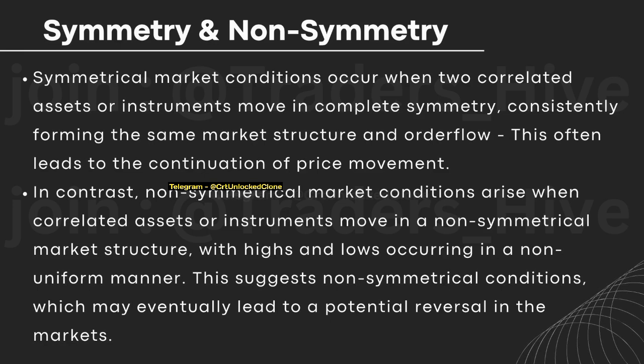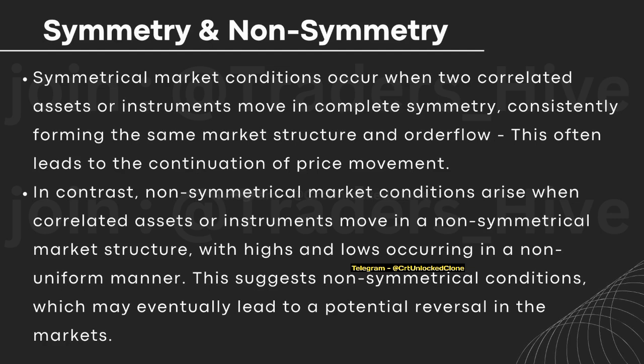There's no manipulation going on by the market makers or smart money, so you can accurately and precisely trade it without any confusion or doubts. On the other hand, non-symmetrical market conditions are those in which there is a clear discrepancy and variation between the order flow of two correlated assets or markets, right? This type of market condition arises when two correlated assets or instruments move in a non-symmetrical market structure and order flow, producing varying or different structure.